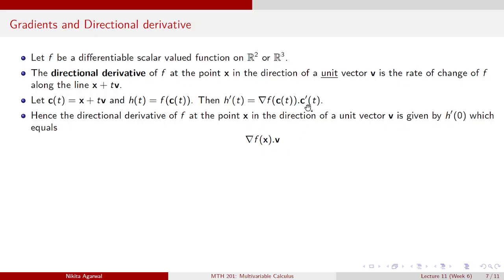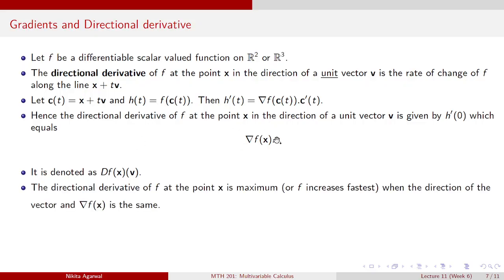What is c prime t? c prime t is the vector v. So you get v. So this is the directional derivative of f at the point x in the direction of a unit vector v. And it is denoted as Df(x)(v). So the first symbol in the bracket is the point at which you compute the directional derivative, and the second bracket is the direction in which you compute the directional derivative.